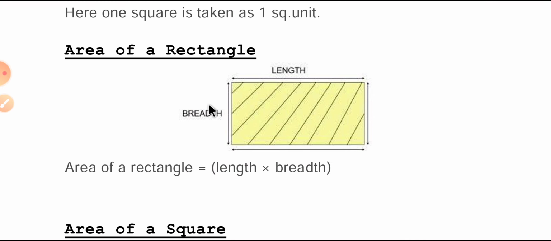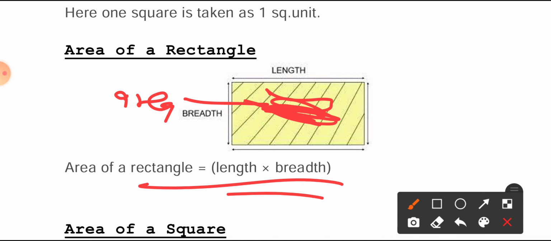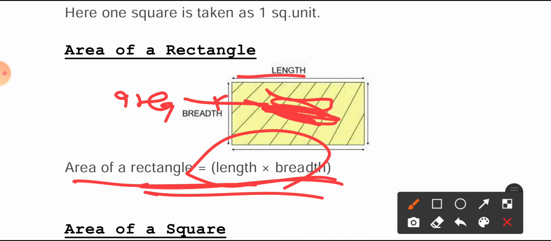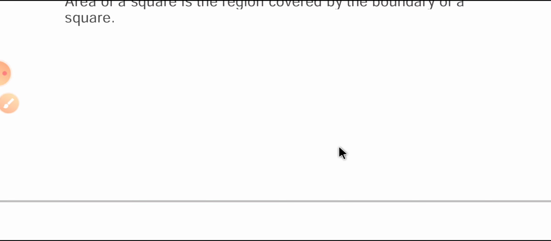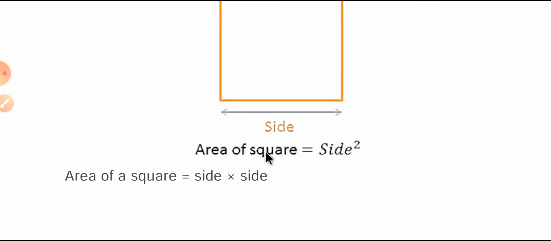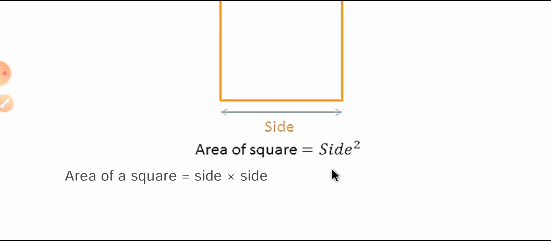So what is area of rectangle? This is a given figure. Here you can see what is the area. This yellow part is the area of the rectangle. So formula of area of rectangle is length multiply breadth. And area of a square is the region covered by the boundary of a square. So area of a square will be how much? Side multiply side, which is side square. So we will use only the 4 formulas: perimeter of square, perimeter of rectangle, area of square and area of rectangle.